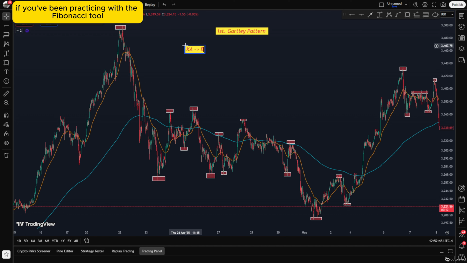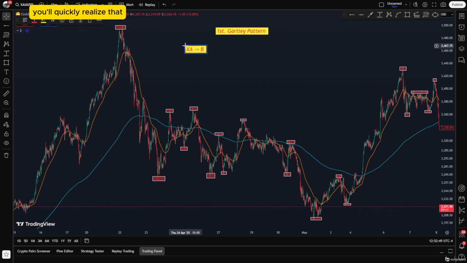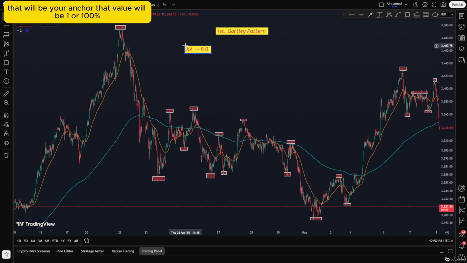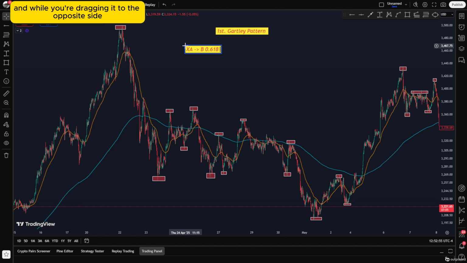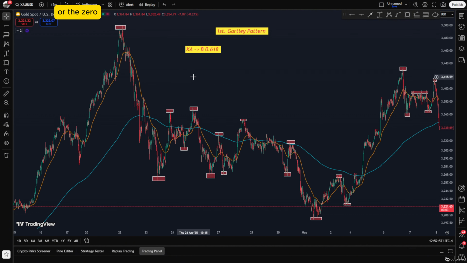If you've been practicing with the Fibonacci tool, you'll quickly realize that when you select the Fib tool and click for the first time, that will be your anchor. That value will be 1 or 100%. Your first placement with your tool is your X anchor point. And while you're dragging it to the opposite side to release it, this placement will always be the A anchor point or the 0, either a high or a low. It doesn't matter which way you start.